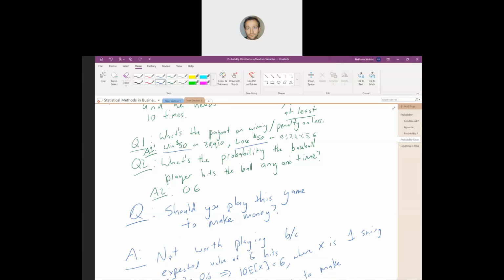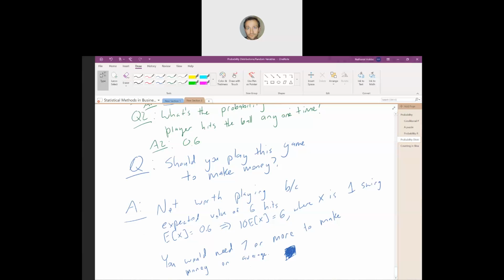For example, you say that this is unfair, right? You should not play the game because what I was thinking is that the payout is the same. You could either win $50 or you could lose $50. And here, yes, the expected number of hits is 6. And so the benefit is not equal to the chances of you winning.